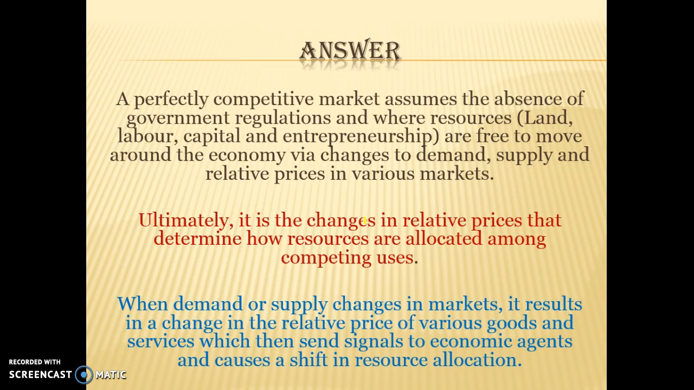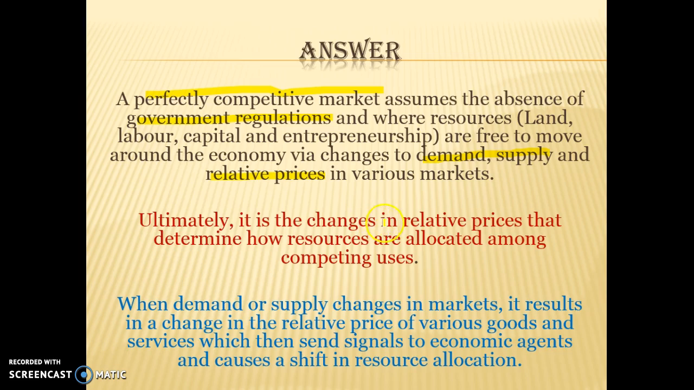A perfectly competitive market assumes the absence of government regulations and where resources, land, labour, capital and entrepreneurship are free to move around the economy via changes to demand and supply and relative prices. So when you're defining a perfectly competitive market, you say that it's got no government regulations and that resources, and define what resources are, move around based on demand and supply.